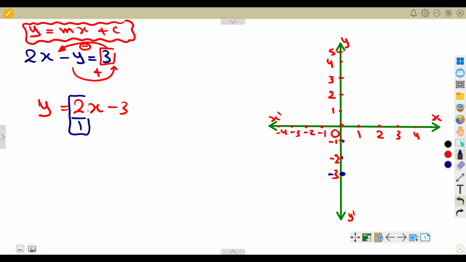Very good. We move up 2 units, 1, 2, and move right 1 unit. So the second point is here. So the line will be like this. You keep on going up the points until you finish. Good.